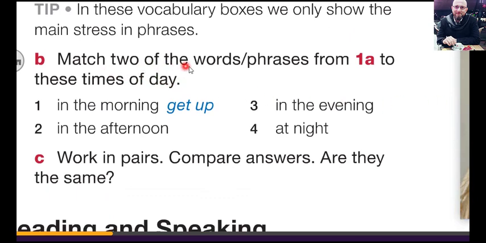Okay, so let's move here to the next exercise. Match two of the words, phrases from 1A to these times of day. For example, what do you do in the morning? In the morning, you get up and you do what? You have breakfast, okay? In the afternoon, what do you do? You have lunch, get home. In the evening, the same. At night, the same. Okay, let's check the answers together here.